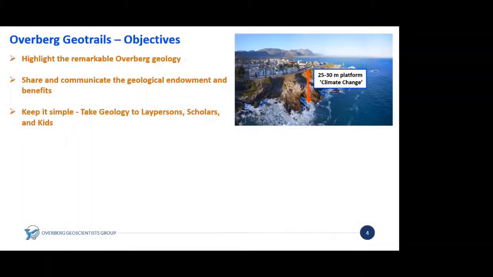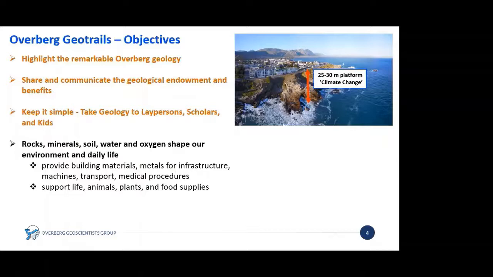Keep it simple and really take it to laypersons, scholars and kids. As I said, we're not professing to be young, new, upstart geoscientists trying to turn over all the work that experienced people have done. We actually want to take geology to laypersons, and hopefully in the course of the 4 talks and then the field trips and subsequent plans that we have, we'll demonstrate that.